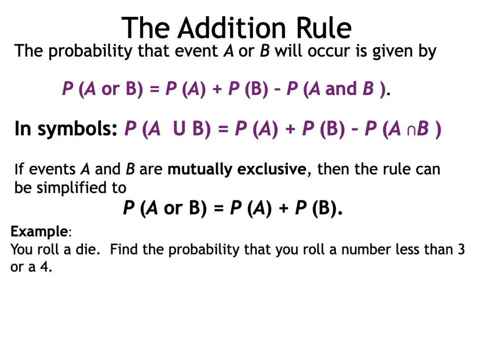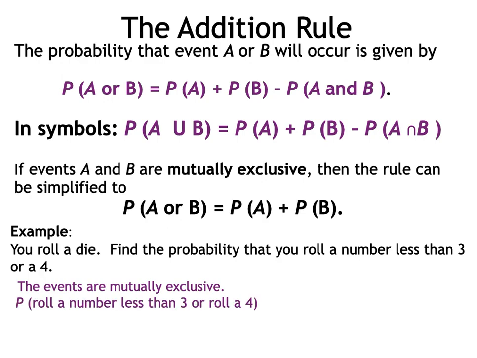And let's go back to the example that we have presented earlier. So you roll a die. We find the probability that you roll a number less than 3 or a 4. As what we have indicated earlier, these two events are mutually exclusive because we could not find a die which is less than 3 and equal to 4 at the same time. Thus, the probability that you roll a number less than 3 or you roll a 4 is given by the probability that a number is less than 3 plus the probability that you get a 4.